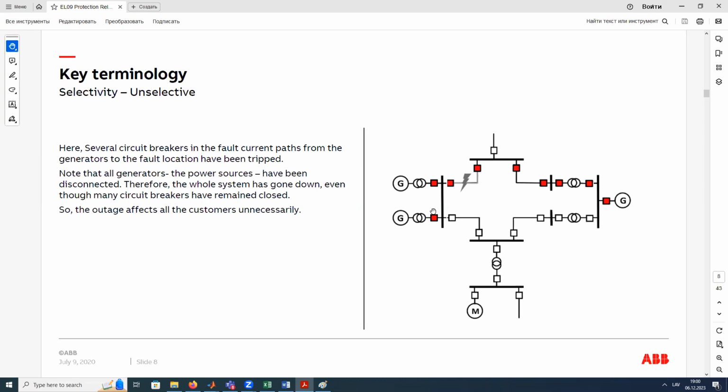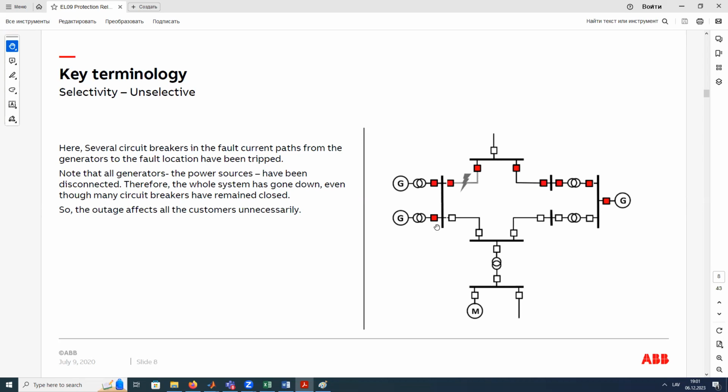All these relays that are red should detect the current because this current is high. It is a fault current. But only these two, the relays that protect this line, should operate. All others should detect but should wait. That's the idea of selective operation.